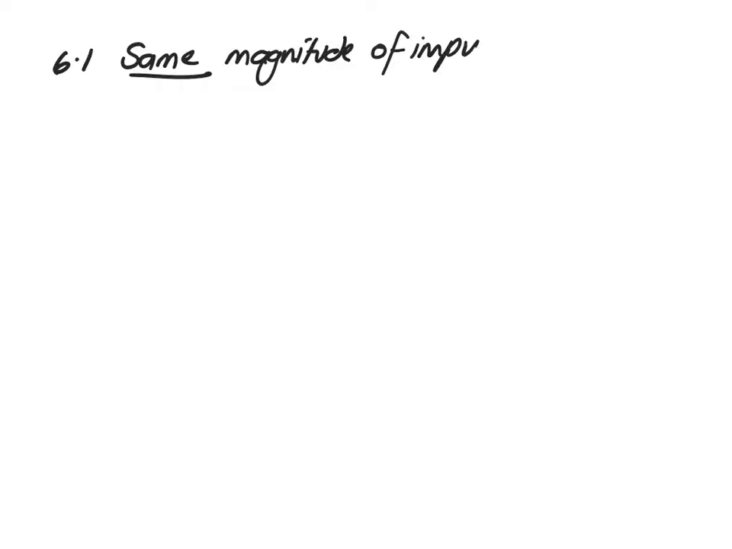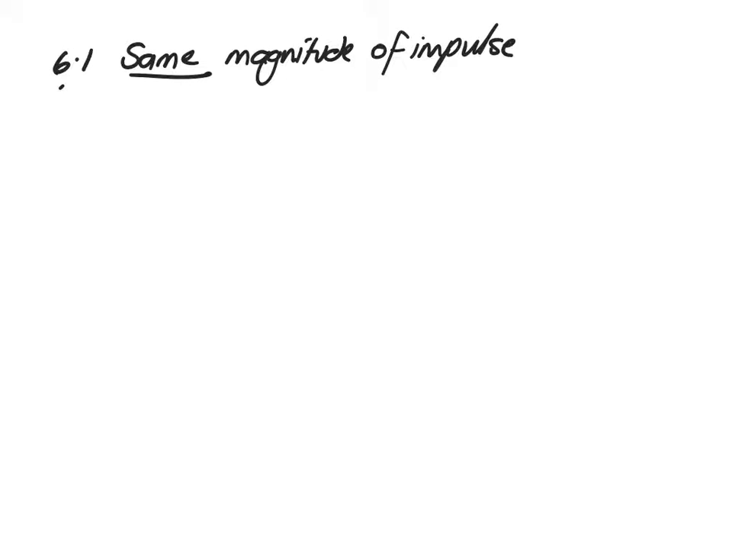So if object A exerts a force on object B, then object B exerts an equal but opposite force on object A. So the answer for 6.1, which experiences the greater magnitude of impulse, would obviously be that they would experience the same magnitude of impulse because of Newton's third law.